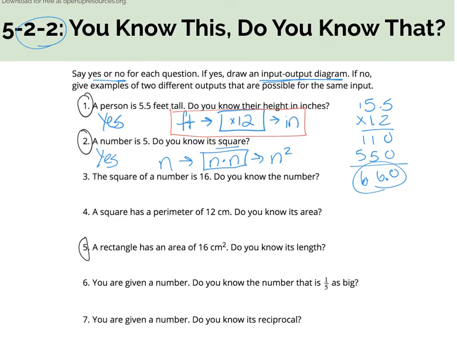Now number 5. A rectangle has an area of 16 centimeters squared. Do you know its length? Well, no. Area is found by taking length times width. And I could take two different things to get 16. I could do 4 times 4, or I could do 8 times 2, and I don't know for sure which one it is. So no, I don't know the length if the area is 16.